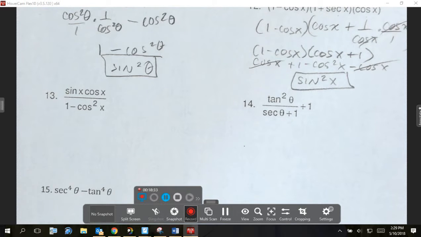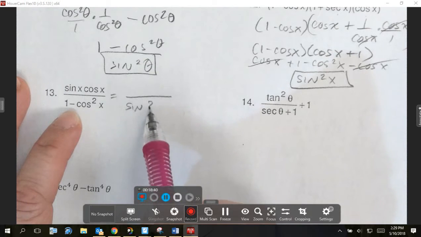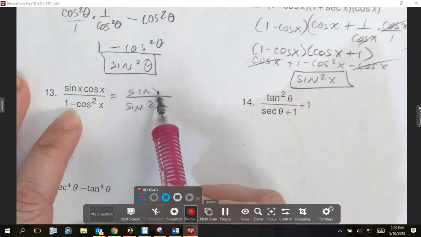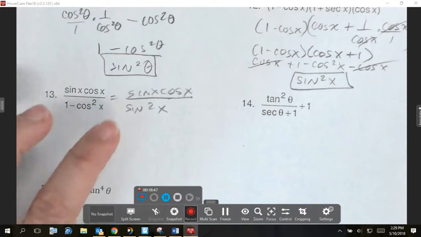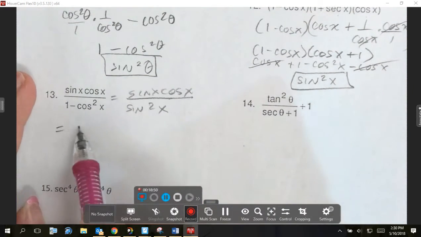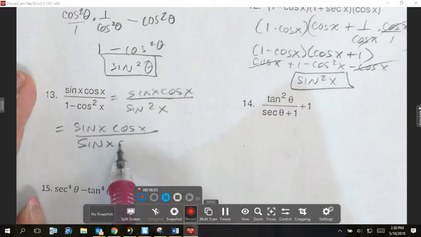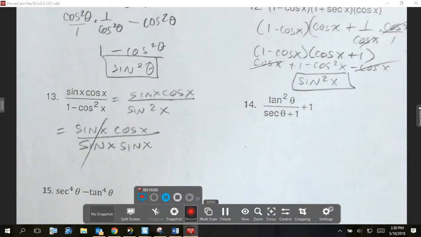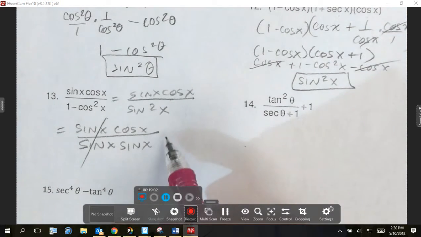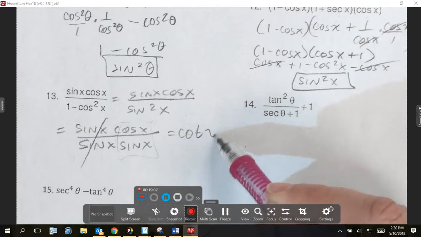Okay, so we look at 1 minus cosine squared x. And 1 minus cosine squared x is sine squared x. We just saw that like 7 times now. So sine squared x is the same thing as sine x multiplied by sine x. Those cancel because I just factored them. I just unmultiplied them. So our answer with cosine x over sine x is cotangent x.